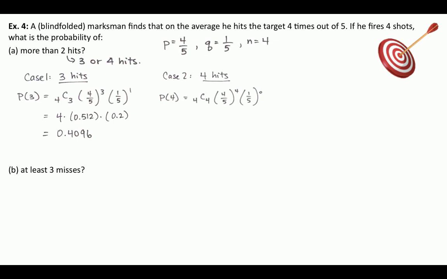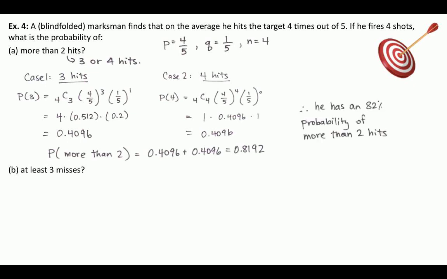In the case of 4 hits, all 4 successes, we get 4 choose 4, then the probability of success to the power of 4, and the probability of failure to the power of 0. If we multiply it out, it's something very similar to 0.4096. So we add these two things together. The probability of more than 2 hits is the probability of 3 hits plus the probability of 4 hits. Because if it's got to be more than 2, then it can be 3 or 4. And there is your "or." So we got 81.92% as the probability. That's pretty good for a blindfolded marksman.